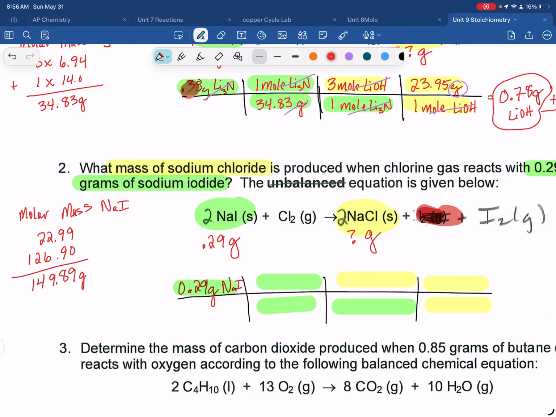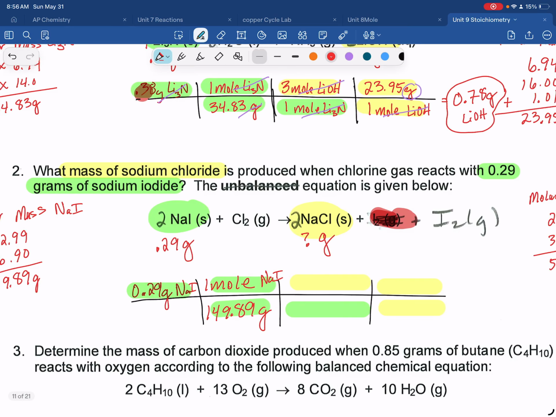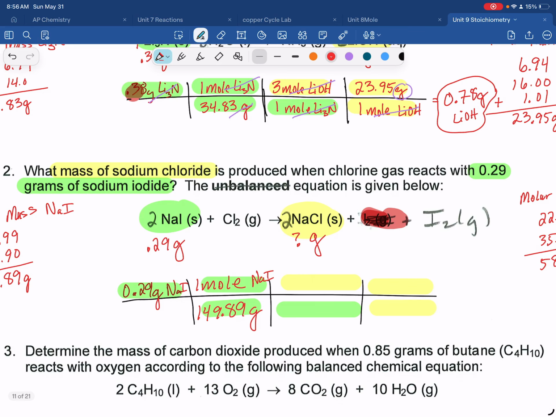All right, first, grams to moles, no problem. So for every 1 mole of NaI is going to be 149.89 grams. Now I'm going to use my mole ratio. Oh, it's 2 to 2. 2 moles of NaI and 2 moles of NaCl. So for the mole ratio, use the coefficients from the balanced equation.